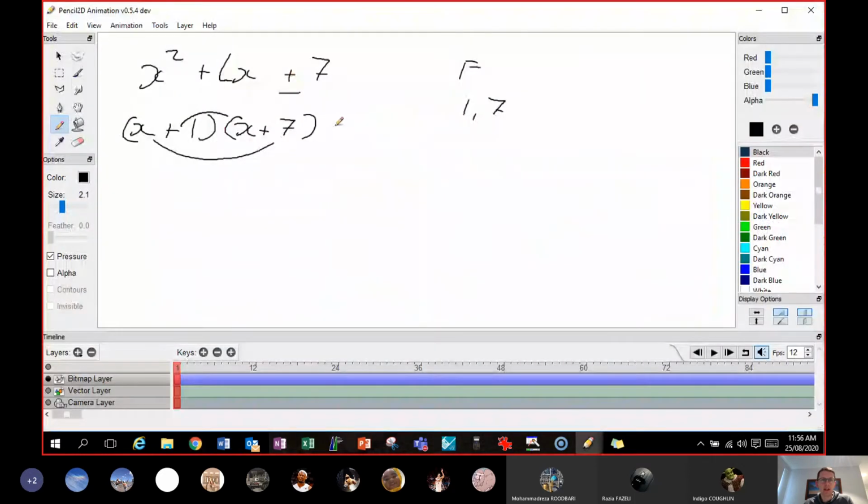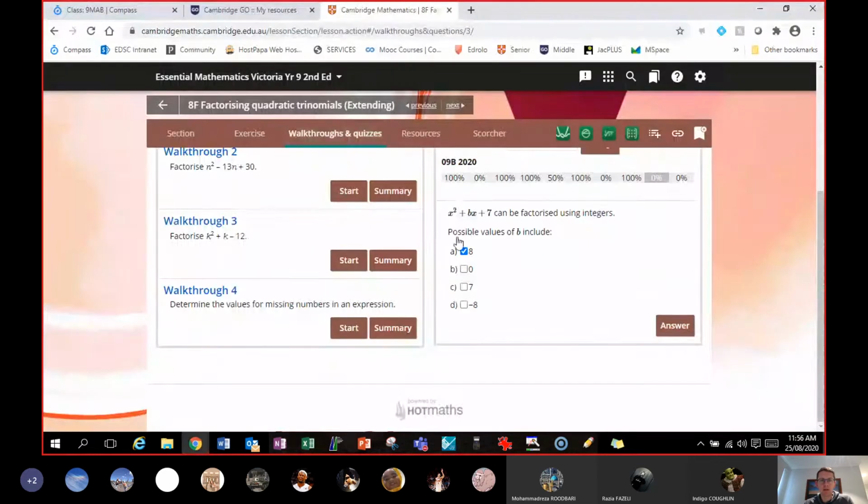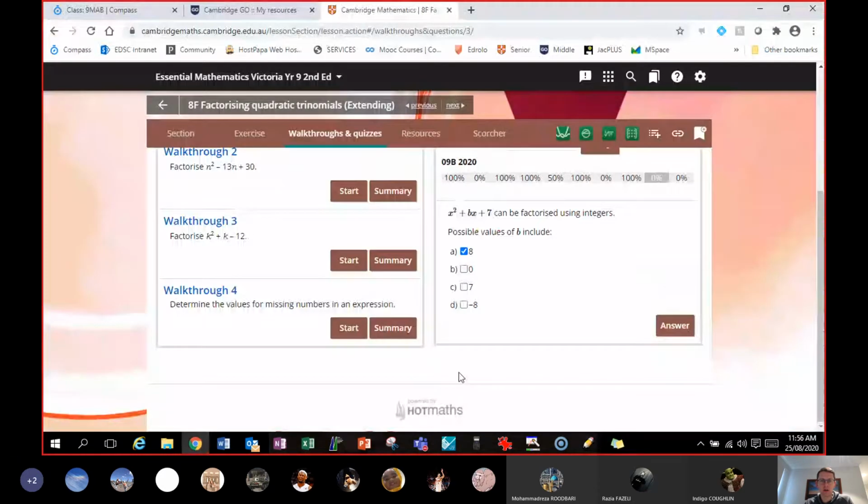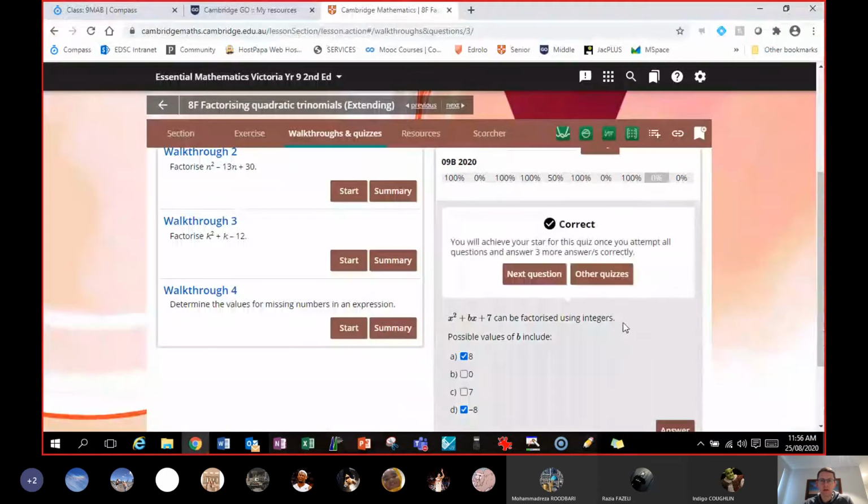Could it be negative 8 as well? Could it be negative 7 and negative 1? I mean, technically b could take on a value of negative 8, couldn't it? Because then that would make it negative. So it could be negative 8 as well. And they're the only two.